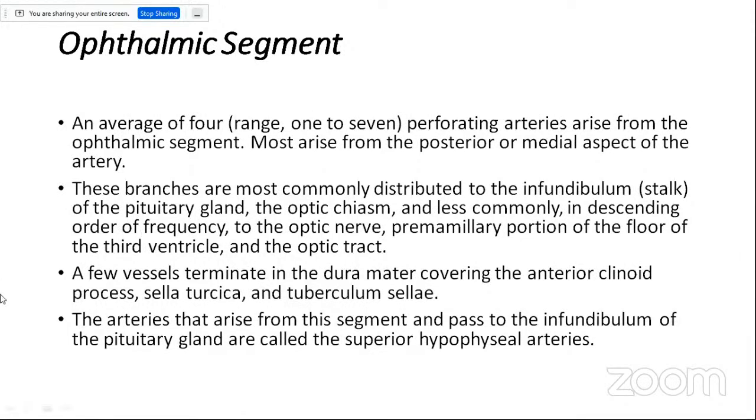So now these three segments are important. We'll be discussing them separately. Ophthalmic segment: an average of 4 perforating arteries arise from it. Most arise from the posterior or the medial aspect. These branches are most commonly distributed to the infundibulum of the pituitary gland and the optic chiasm, and less commonly, in descending order of frequency, to the optic nerve, the premammillary portion of the floor of the third ventricle, and the optic tract. A few vessels terminate in the dura covering the anterior clinoid process, sella, and the tuberculum sellae. The arteries that arise from this segment and pass to the infundibulum of the pituitary are called the superior hypophyseal arteries, which are important branches.